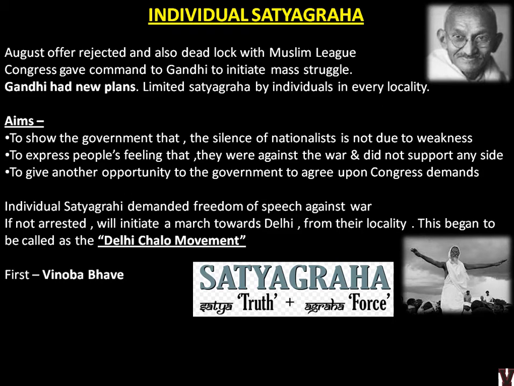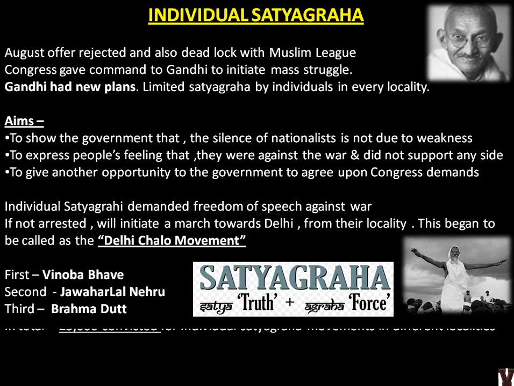Now we will see some leader names. The first one to do individual Satyagraha was Vinoba Bhave. Second, Jawaharlal Nehru. These two have actually been asked, which is why we are mentioning a third also. Third is Brahmadatt. You should know these names because UPSC has already asked the first and second names. Individual Satyagraha arrests happened for many people actually. We'll see 25,000 convicted for the individual Satyagraha movement in different localities across India. So the first three names are Vinoba Bhave, Jawaharlal Nehru and Brahmadatt. Please remember these names in this particular order.